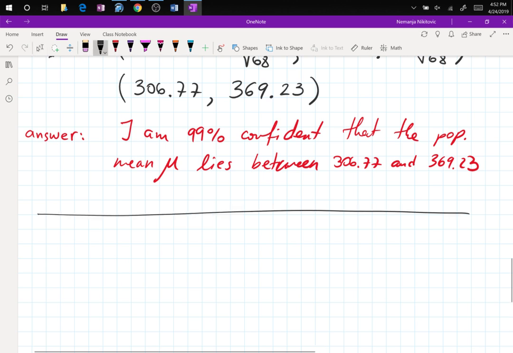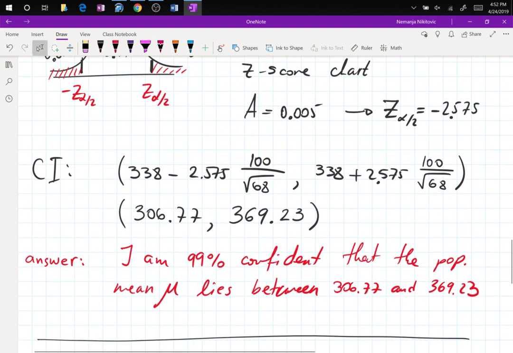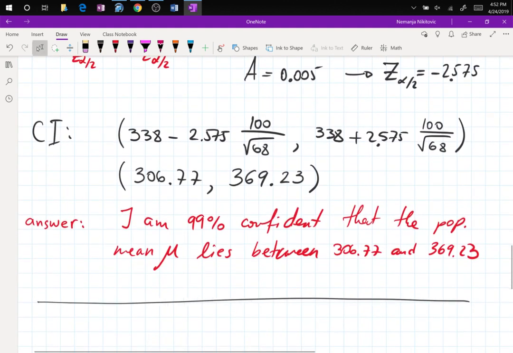So what are we doing? We are using the mean of the sample, which is the X bar, and we are using the other information to put this together. Let's see another word problem.